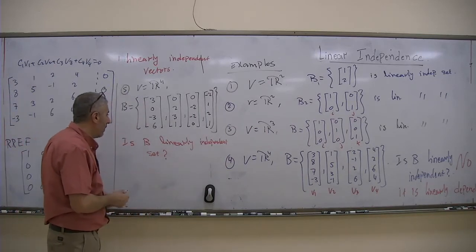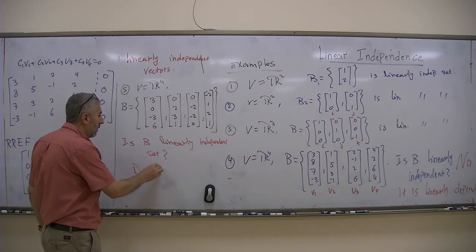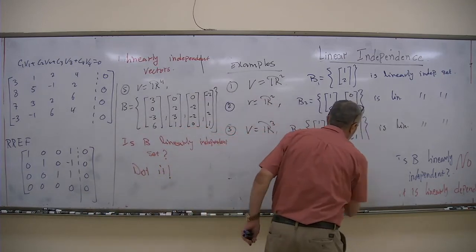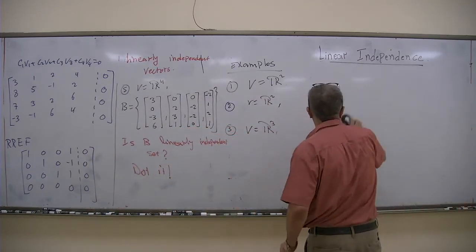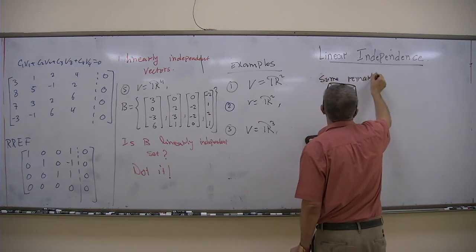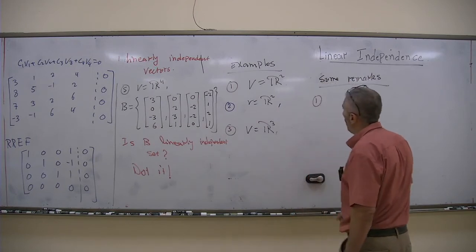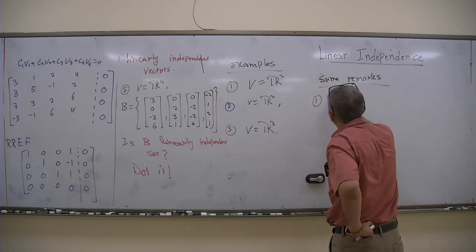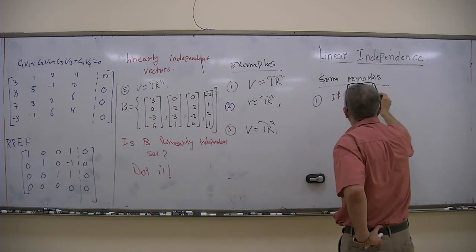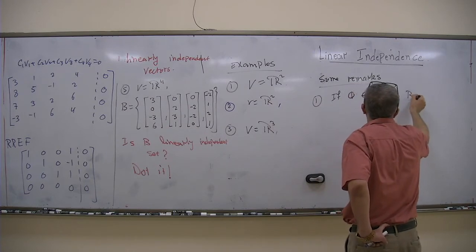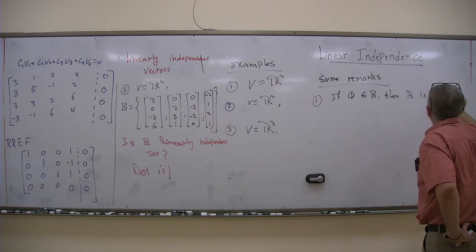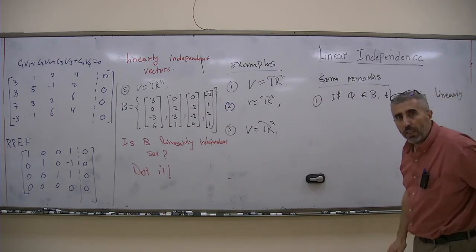I'll leave it for you now to finish it. Do it at home or do it as an exercise. A few remarks. Remark one: if the zero object belongs to B, then B is linearly... What do you think? Dependent or independent?